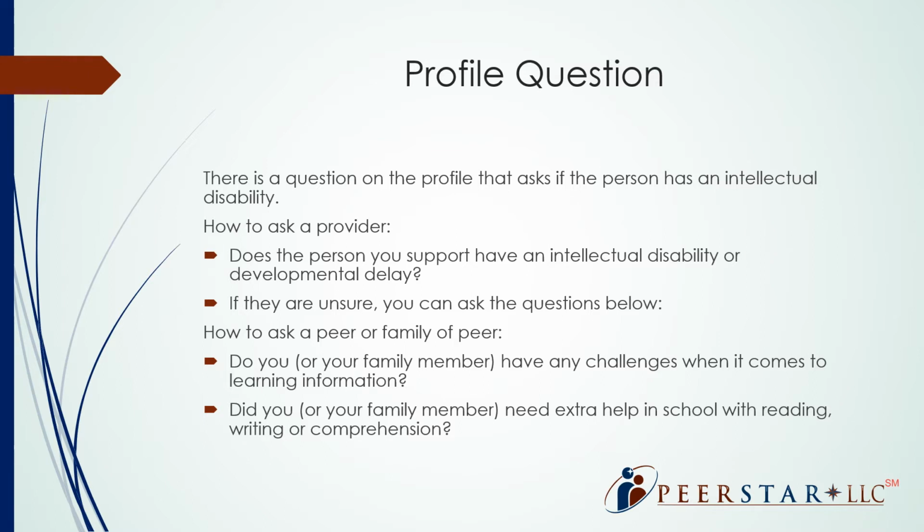If they're unsure though, if they're not sure what you mean, you can ask the below questions as well. So how to ask a peer or family member of a peer. Do you or does your family member have any challenges when it comes to learning information? Or did you or your family member need extra help in school with reading, writing, or comprehension? And then they might go into a little bit more detail of what that meant. Maybe they have a learning disability. That's totally okay. They would still go into the dual diagnosis program. So you're then going to click yes that they do have a dual diagnosis.